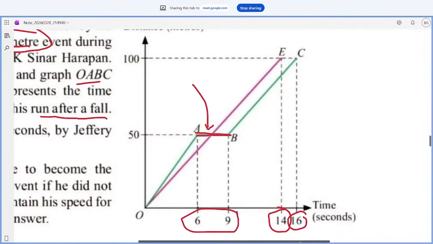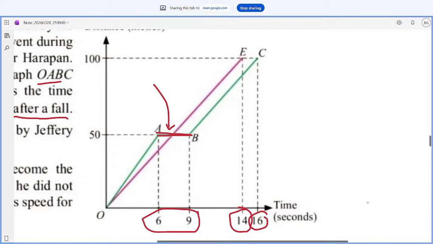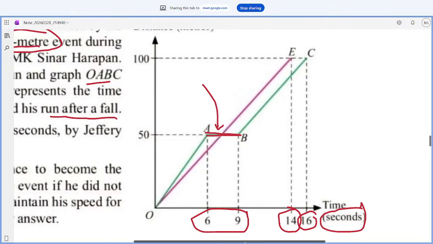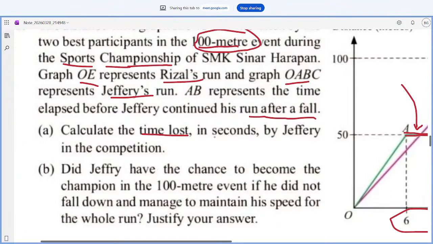And then part B. Let me see. Yang ni second kan. Guys, always remember to check the unit. Kamu kena hati-hati dengan unit kat sini. Sometimes they will put minutes, so you guys must know how to convert. Since here is second, okay lah, direct. Over here also second.